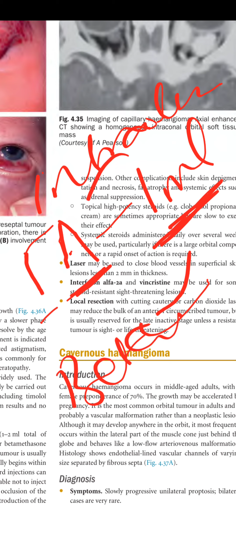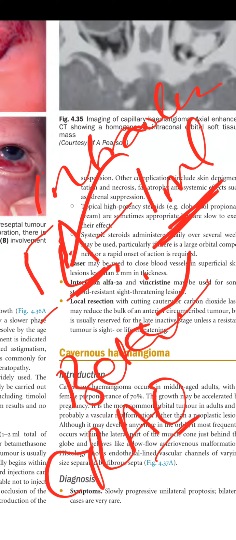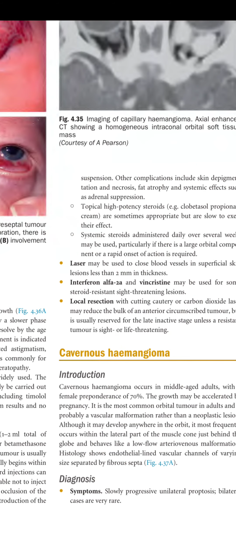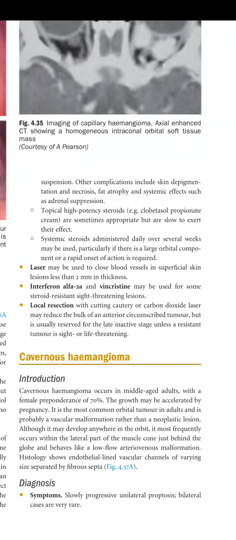If you inject very deep into the orbit, it can cause central retinal artery occlusion, as well as fat atrophy. It can also cause necrosis and skin depigmentation. Laser may be used to close the blood vessels in a superficial skin lesion less than 2 mm in thickness.